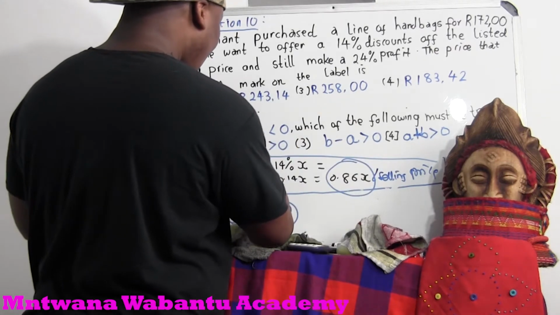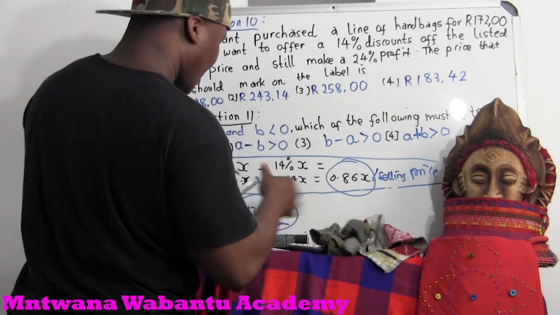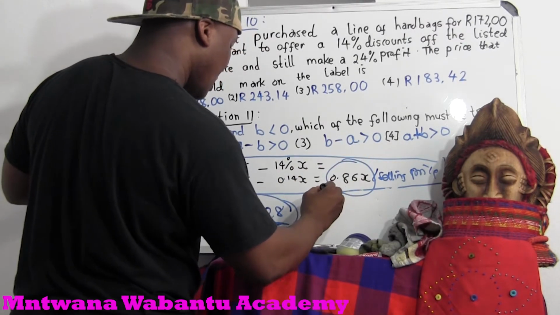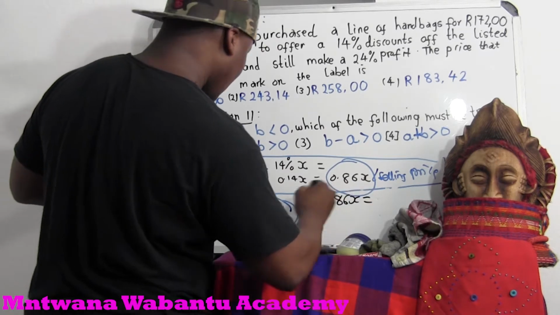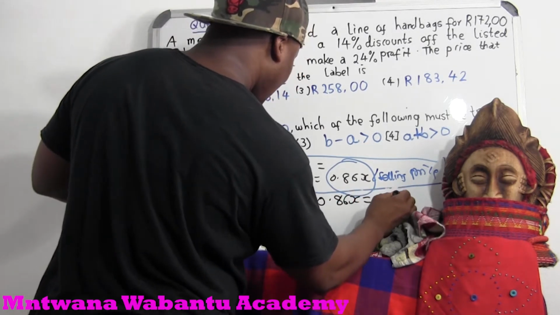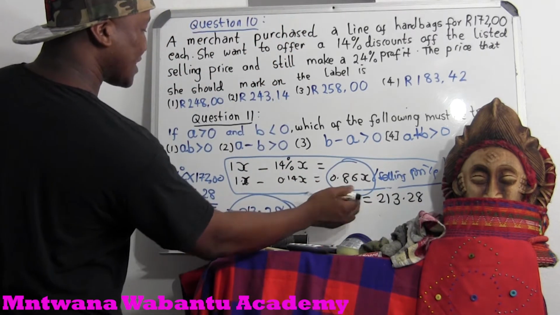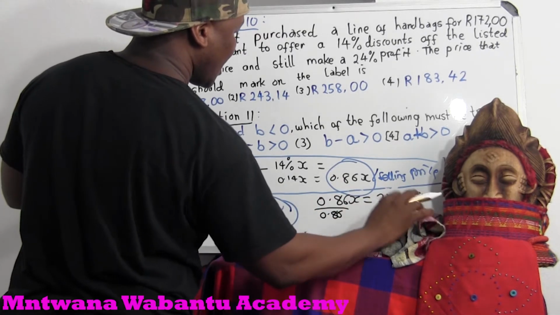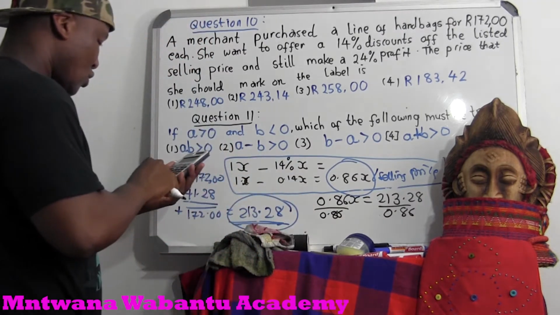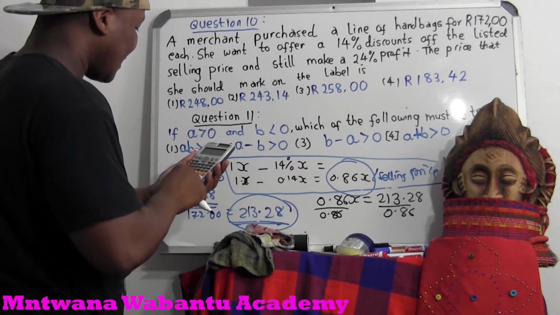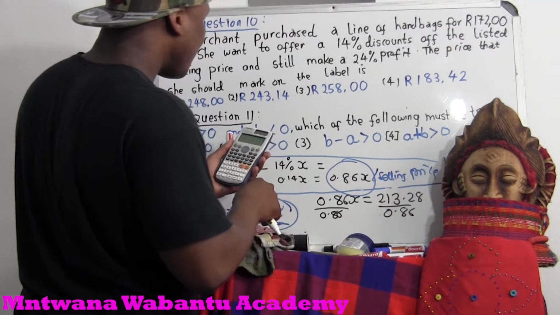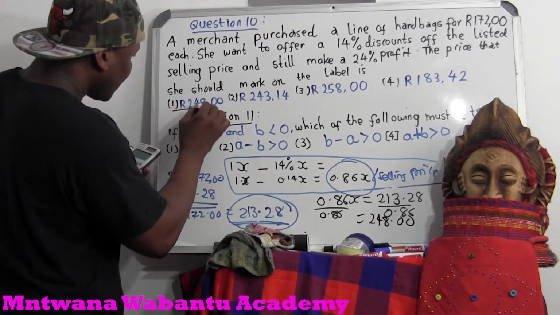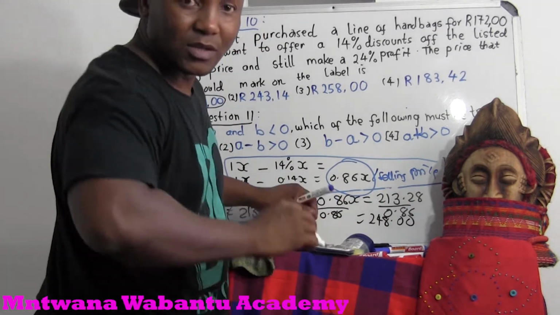So I'm going to say 0.86x equals 213.28. I want to get the value of x, so I divide by 0.86 on both sides. Plugging into the calculator, 213.28 divided by 0.86 gives us 248, so x is 248.00. That's my answer.